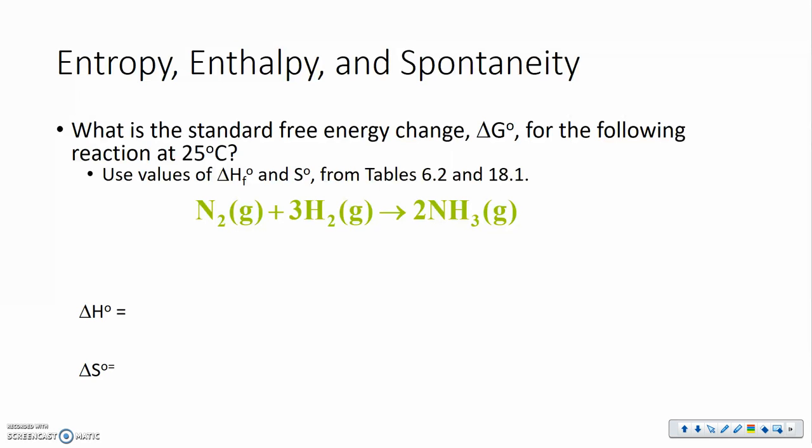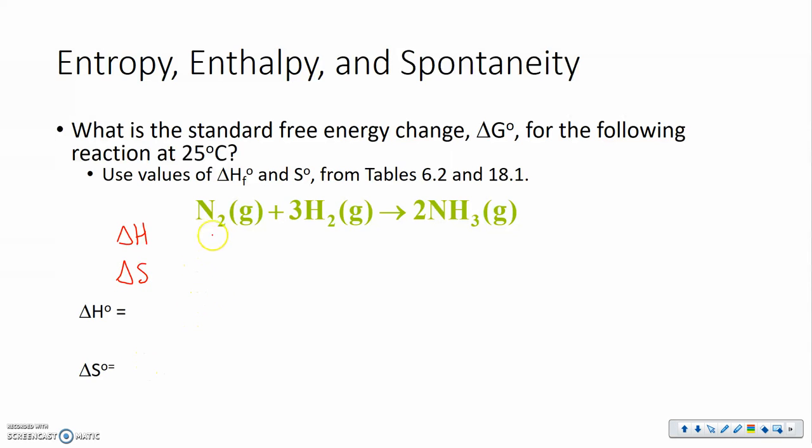So what's the standard energy change for this reaction? So we have to look up our delta H and delta S values from charts, and we can use the summation law to figure out what the change will be for a given reaction. So our enthalpy values and our entropy values.